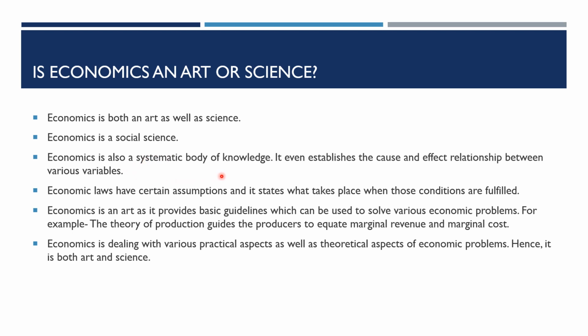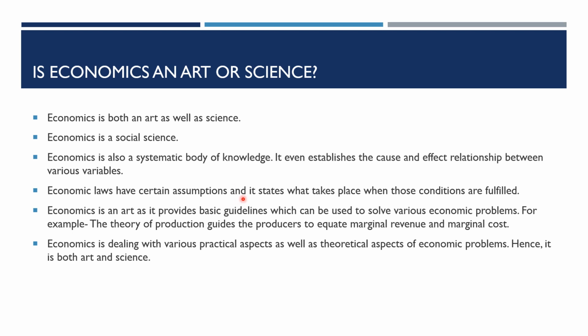The second point to note is that economics is also a systematic body of knowledge, because it is explaining the cause and effect relationship between various variables. For example, the law of demand explains the relationship between price and demand. So in that way, it is a systematic body of knowledge that establishes the cause and effect relationship between various economic variables. In the given example, the economic variables were price and demand.